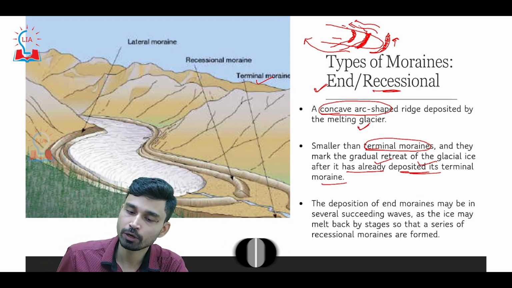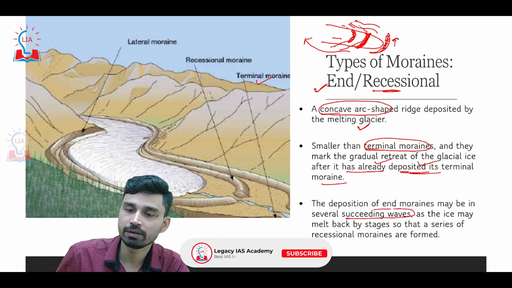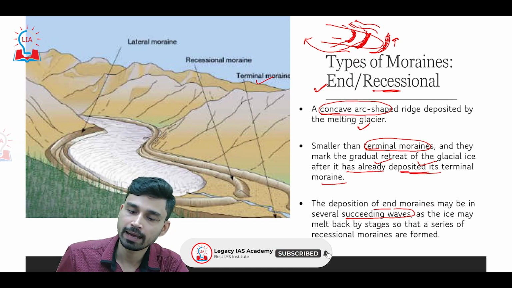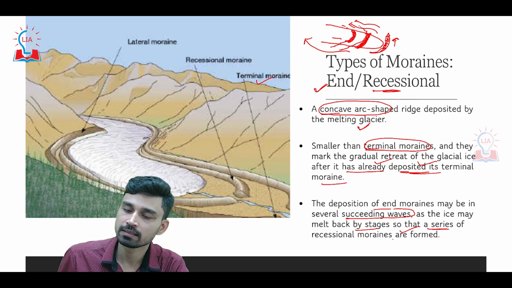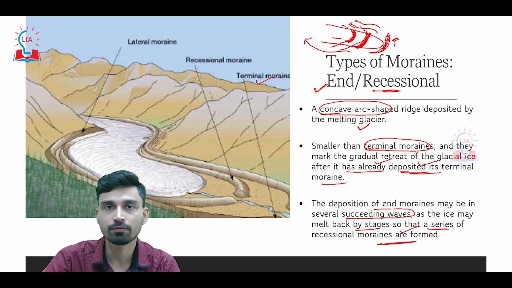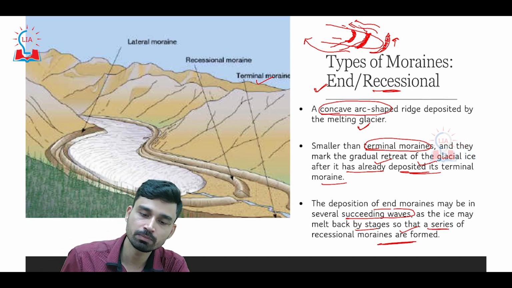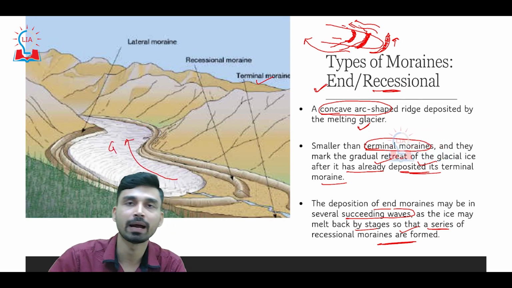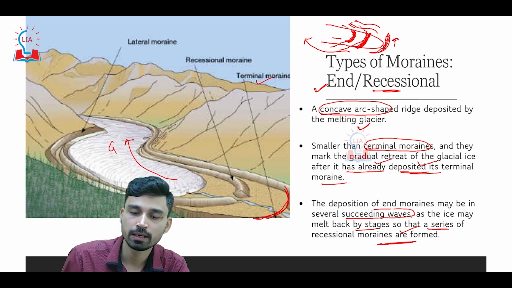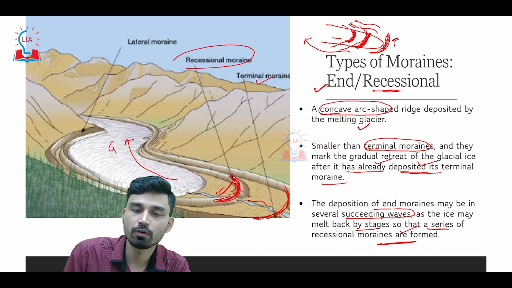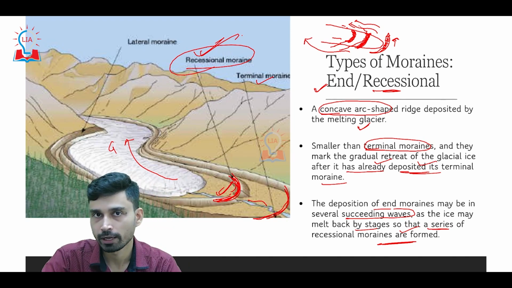The deposition of end moraines may occur in several succeeding waves, as I have drawn in the picture here, as the ice may melt back not all at the same time but in several different stages, and thus a series of recessional moraines are formed. This is something you can also see from this particular picture. This is your glacier, which is right now retreating in the backward direction, and here the terminal moraine might have formed, and as the glacier is retreating, another wave, a series of deposits, glacial tills, are being deposited, leading to the development of recessional or end moraine.